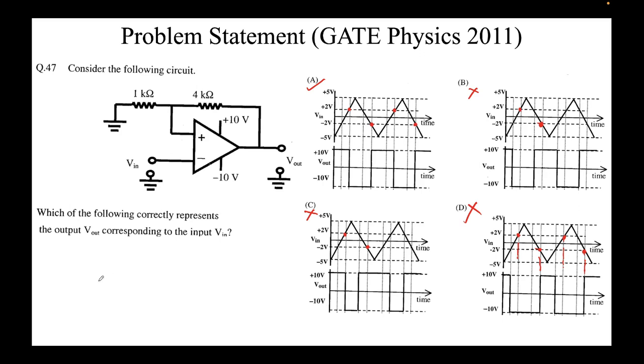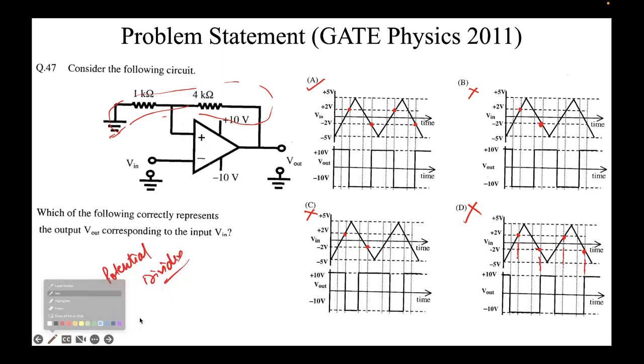Now, there are two concepts that are involved here. One was the potential divider. In this part, you can see this is the potential divider over here. So first thing we need to know is how a potential divider works. Second thing was, over here, a comparator circuit. So these were the two concepts that were involved here, potential divider and comparator.